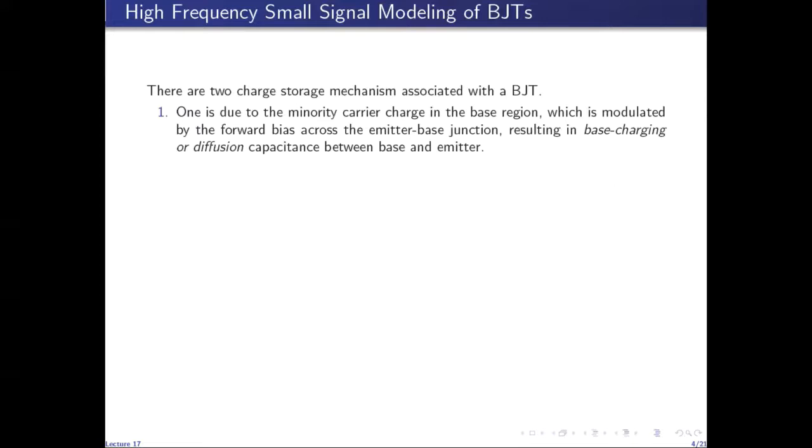So this charge storage phenomenon between base and emitter gives rise to what is called the base charging or the diffusion capacitance between base and emitter.